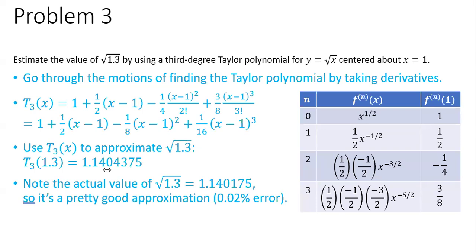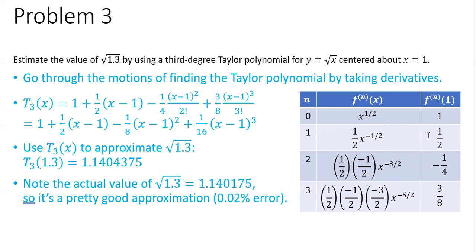So we're going to find the Taylor polynomial first. We've got to go through the motions of it. We've got to take derivatives, so that's this table over here. We want a third degree Taylor polynomial, so we need to take up to the third derivative. That's all this stuff over here, and we evaluate it at the center, x is 1.